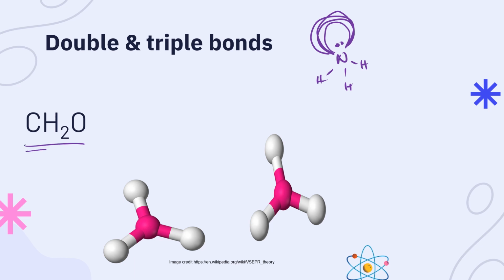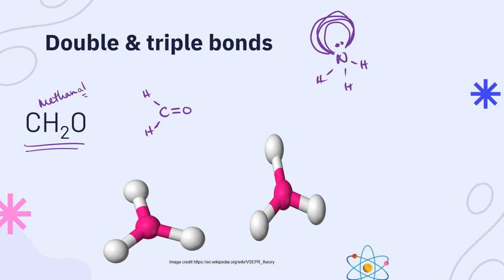So this is formaldehyde or methanal. So be careful, it's not methanol, it's methanal. And its Lewis structure is going to be carbon. It's going to be double bonded to the oxygen. And then we're going to have the two hydrogens, of course, single bonded because hydrogen is never, ever, ever going to make a double bond.